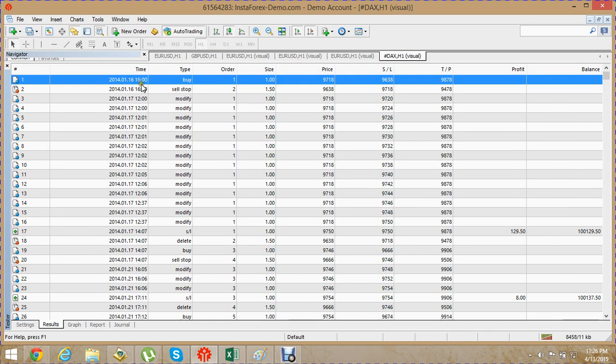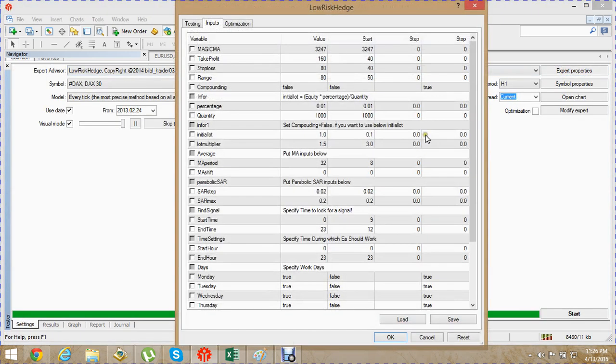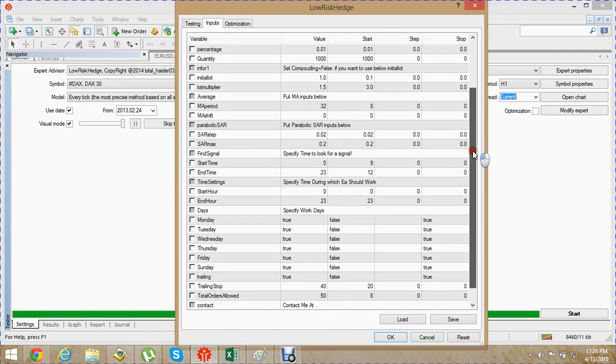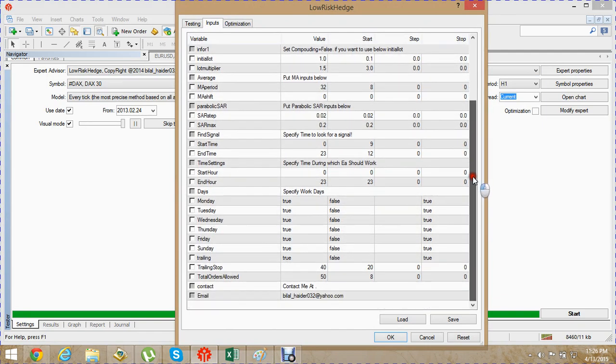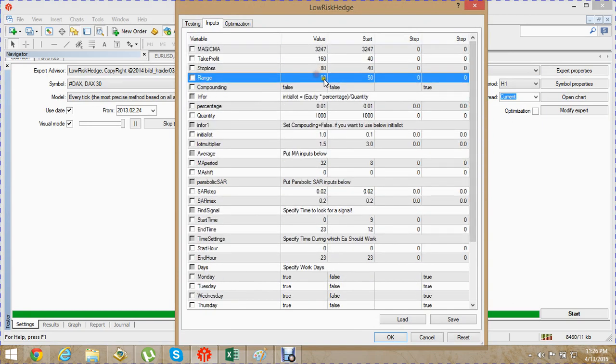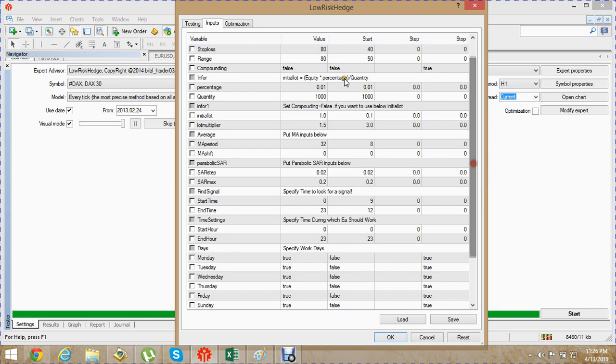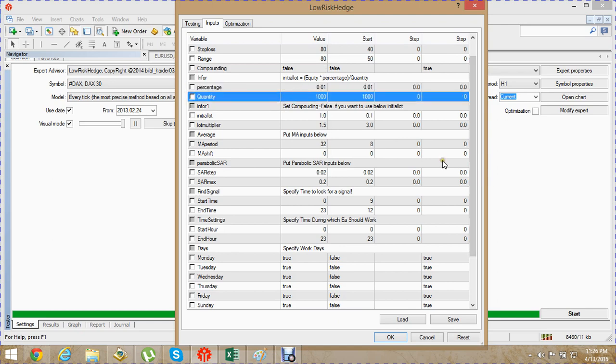Okay, let me go ahead and show you my EA settings, and then you will know what I mean actually. So my stop loss is 80 pips, my range is 80 pips, and my take profit is 160 pips. You don't worry about these percentages.